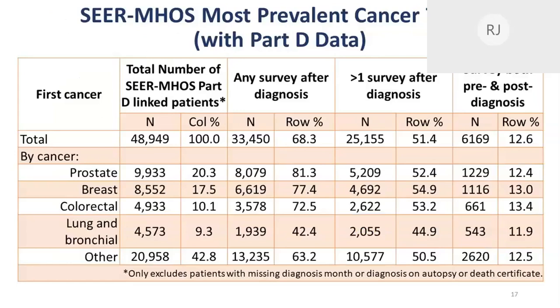And so finally, I'd like to present a table that reflects SEER-MHOS with Part D data. This is a very similar table to the one I showed you before. However, this is the numbers based on Part D data that's linked. And this data reflects 2007 to 2014. So there are a few additional cases that have been added in a most recent linkage. But you can see here, again, you have close to 50% with at least one or two surveys after diagnosis. And you have a good number of people, about 12%, that have a survey pre and post-diagnosis. This gives you a lot of options when you're trying to think of research questions using Part D data in this population.